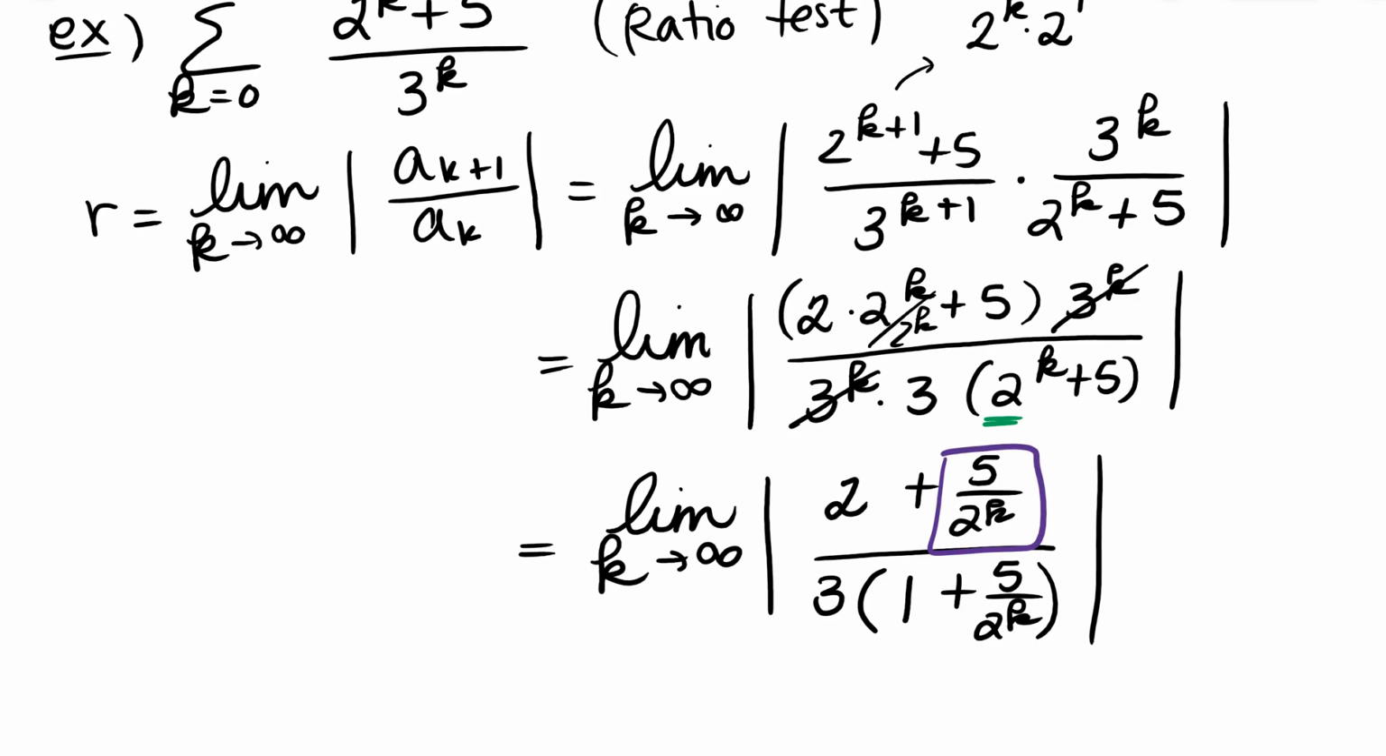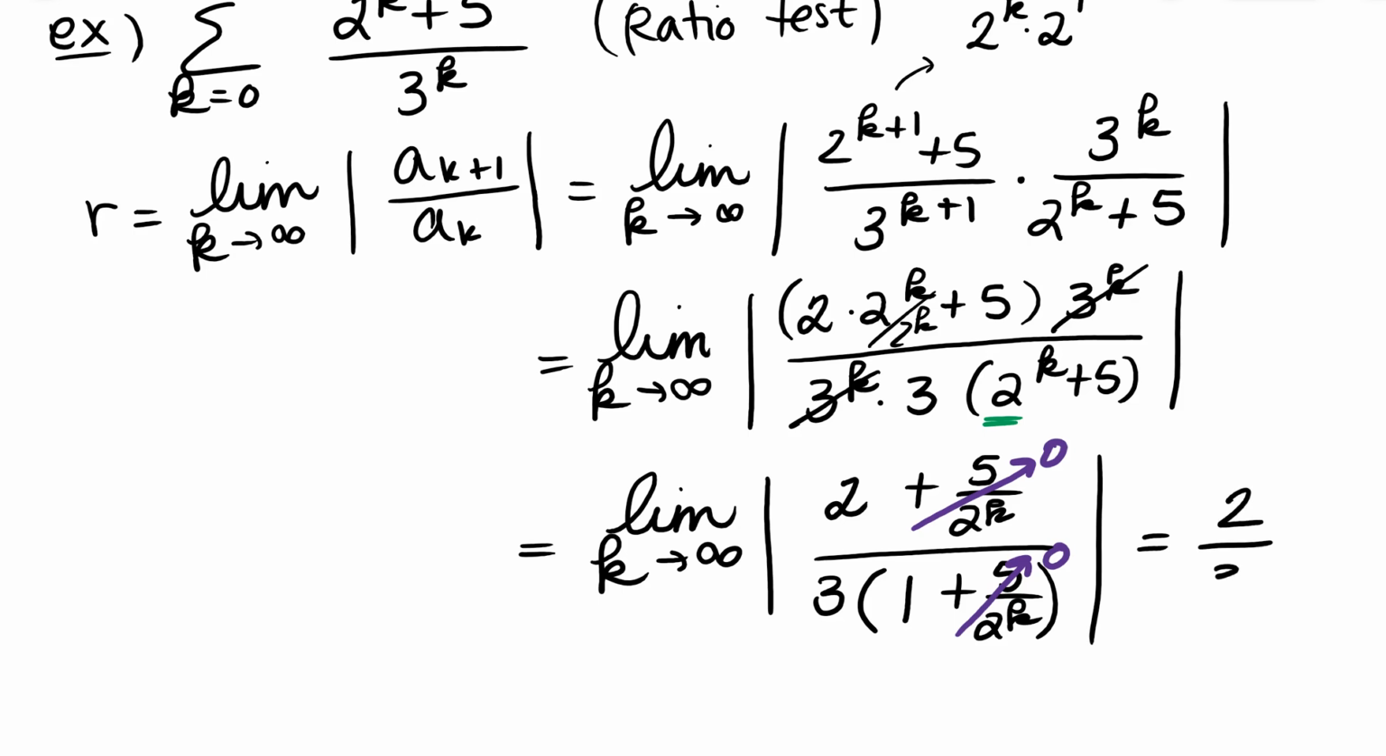So what's happening to this 5 over 2 to the k as k goes to infinity? Well, this guy's going to 0, right? The denominator is getting huge as the 5 is staying relatively small. This guy's going to 0 here. So what is the limit of the ratio of these two terms? It looks to me like it's 2/3.